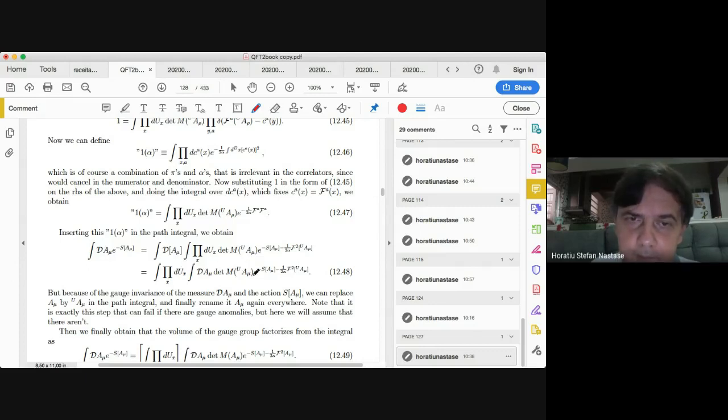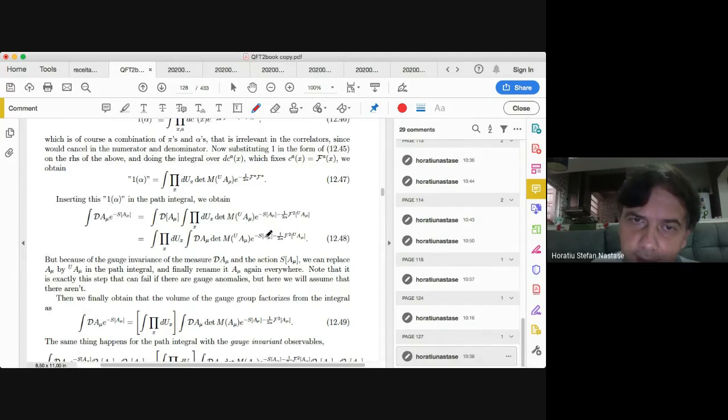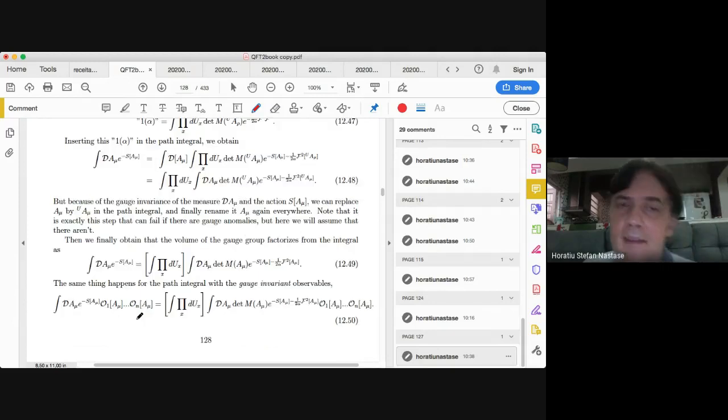Well, here I had A transformed by U, but here I can put also A transformed by U, and here I also put A transformed by U. Then I have A transformed by U everywhere, which I can just redefine as A, or A tilde if you want, but I call it A. So finally, I have obtained that the path integral is this path integral over A with determinant M of A, and then with this extra term, minus F squared over 2 alpha. And finally, I've factorized the gauge transformations, the path integral over U.